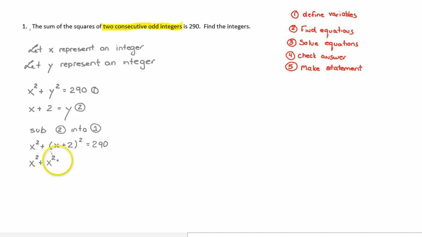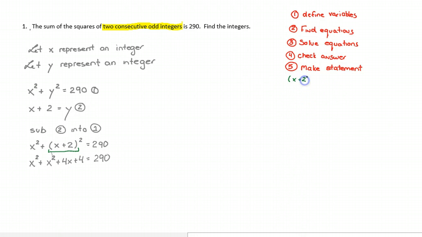So we expand this binomial, we get x squared plus 4x plus 4 equals 290. If you're having trouble with this expansion, be sure to go and practice that. If I come over here really quickly, let me just do that quickly.